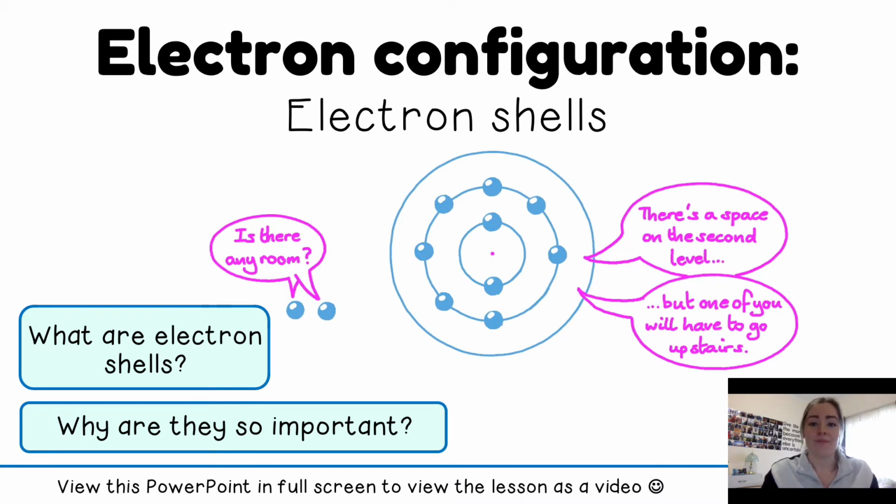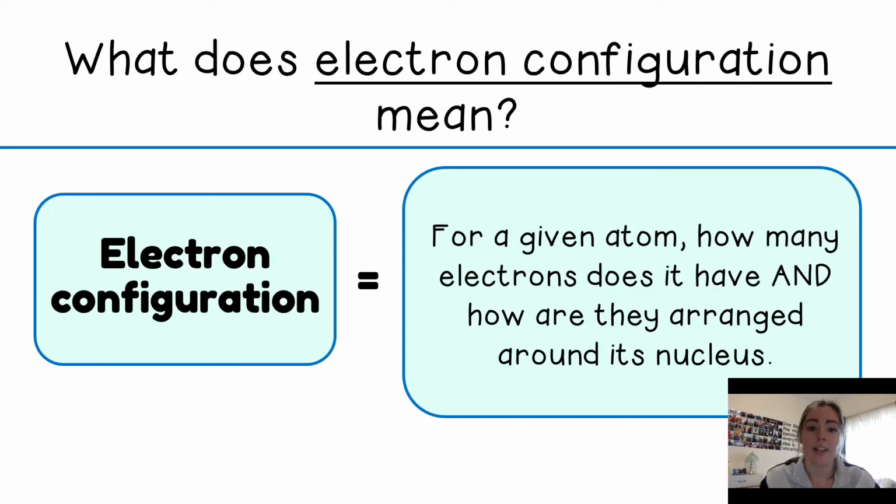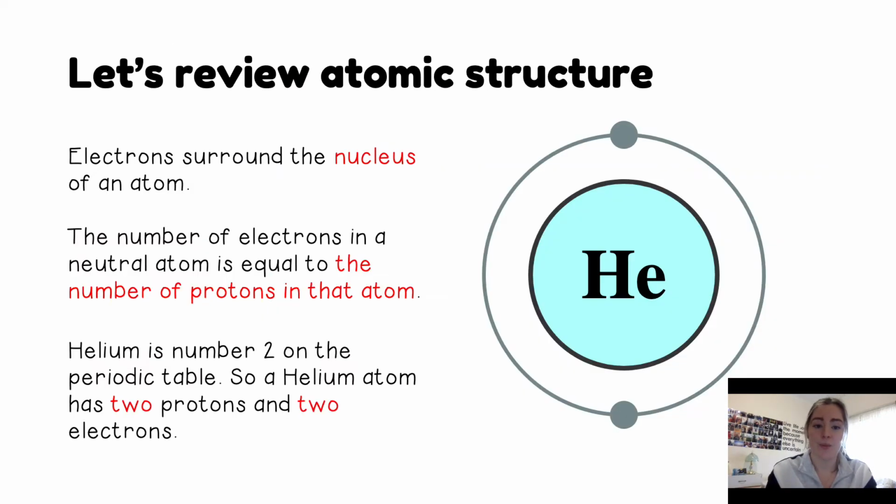Anyway, let's go. So we're talking about electron configuration, and what that means is for any given atom, how many electrons does that atom have and where are they arranged around the nucleus. So we're going to start by reviewing atomic structure.